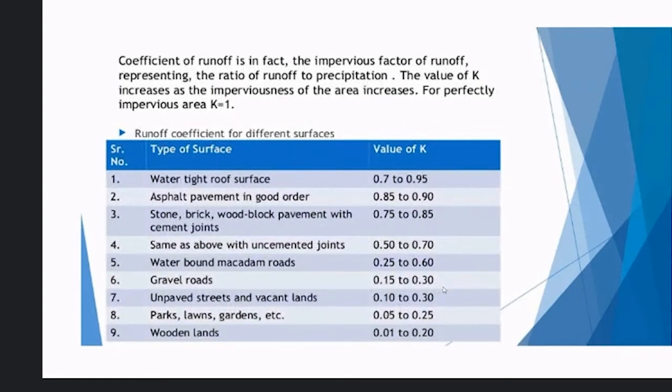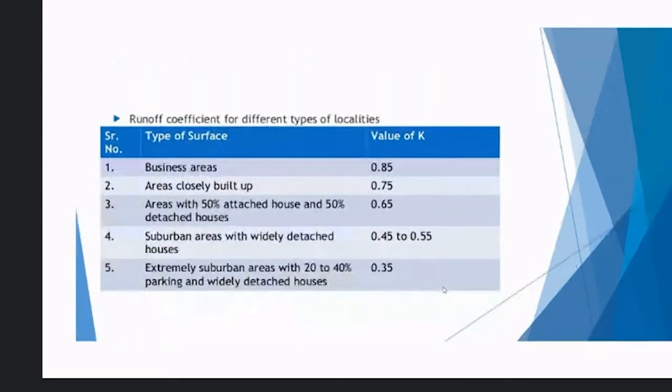The coefficient of runoff is in fact the impervious factor of runoff, representing the ratio of runoff to precipitation. The value of K increases as the imperviousness of the area increases. For a perfectly impervious area, K. Here we have a table for the value of K for solving. It is already stated there which surface and the value of K. Until the next slide, it is the same, more values of K. Next slide.